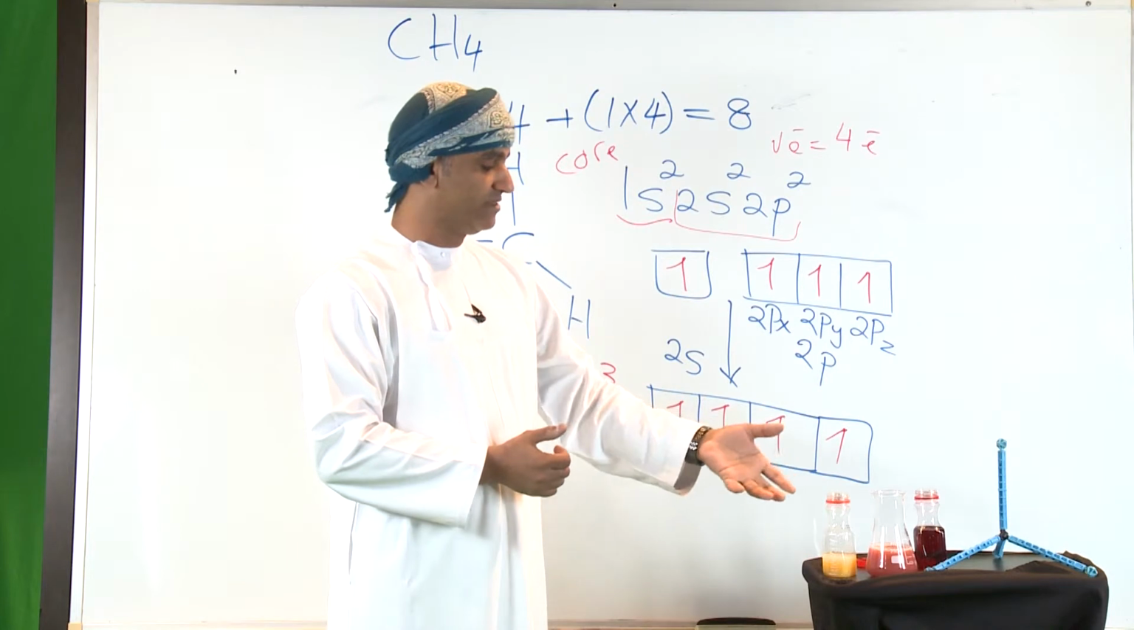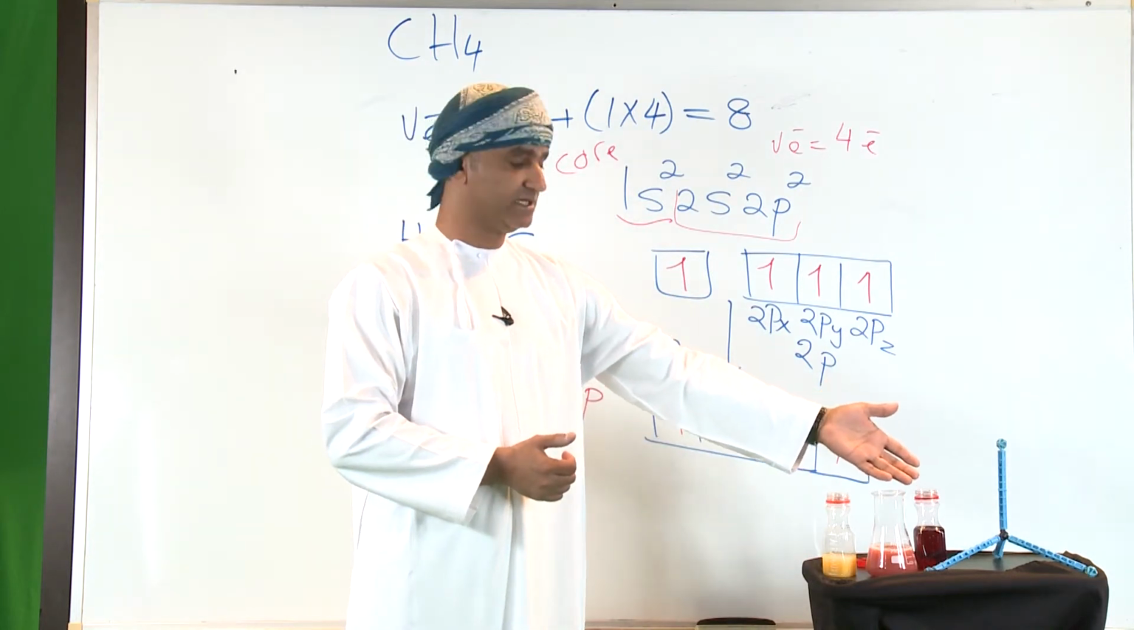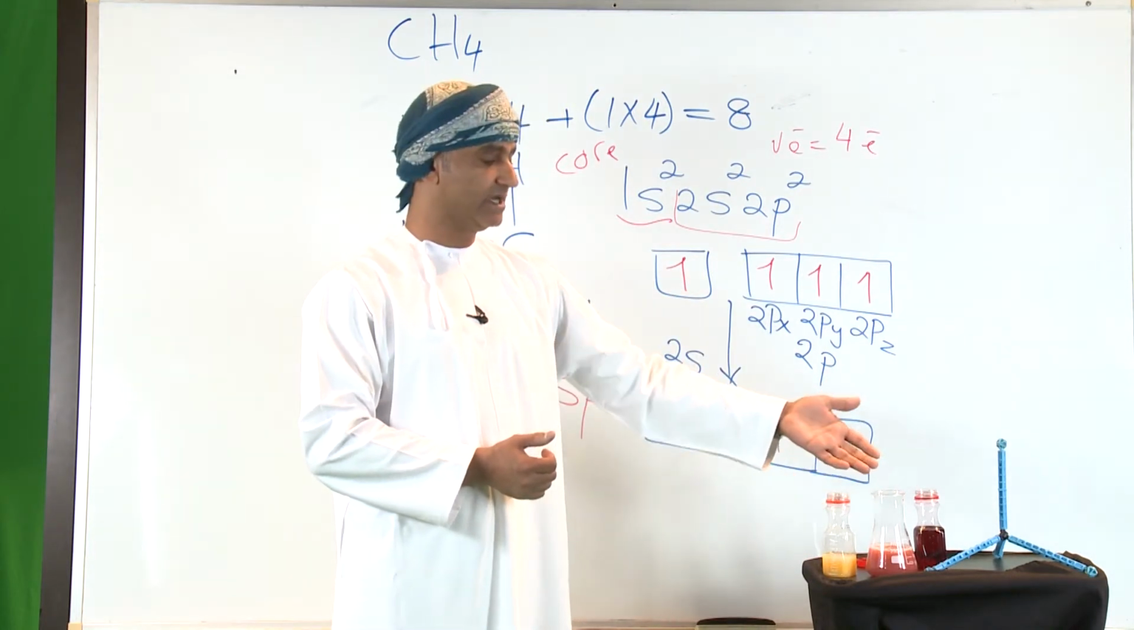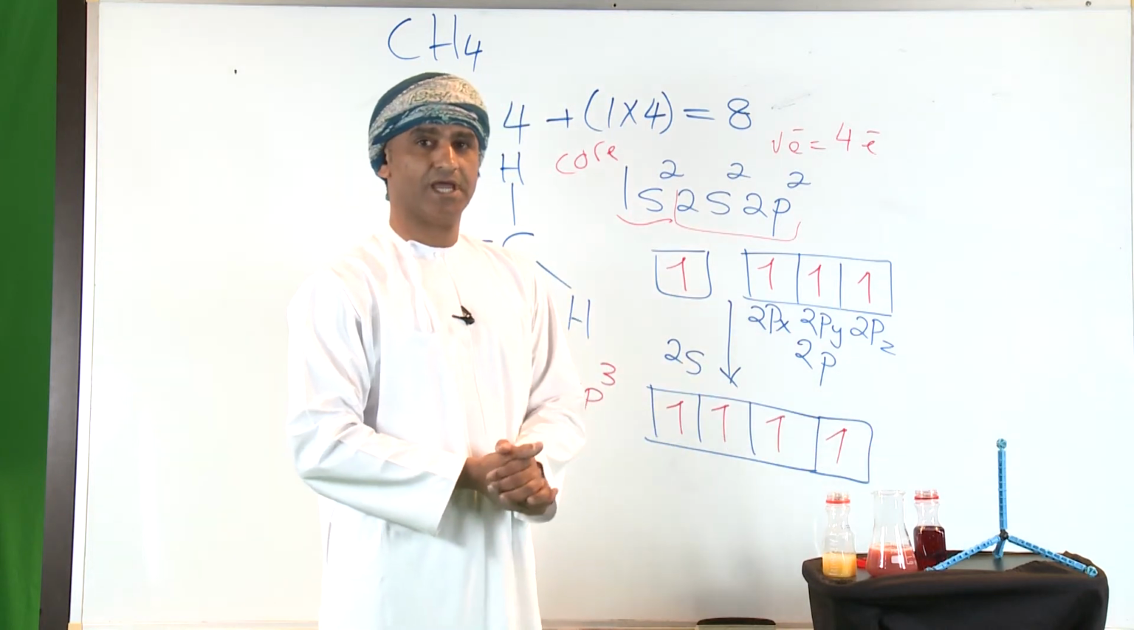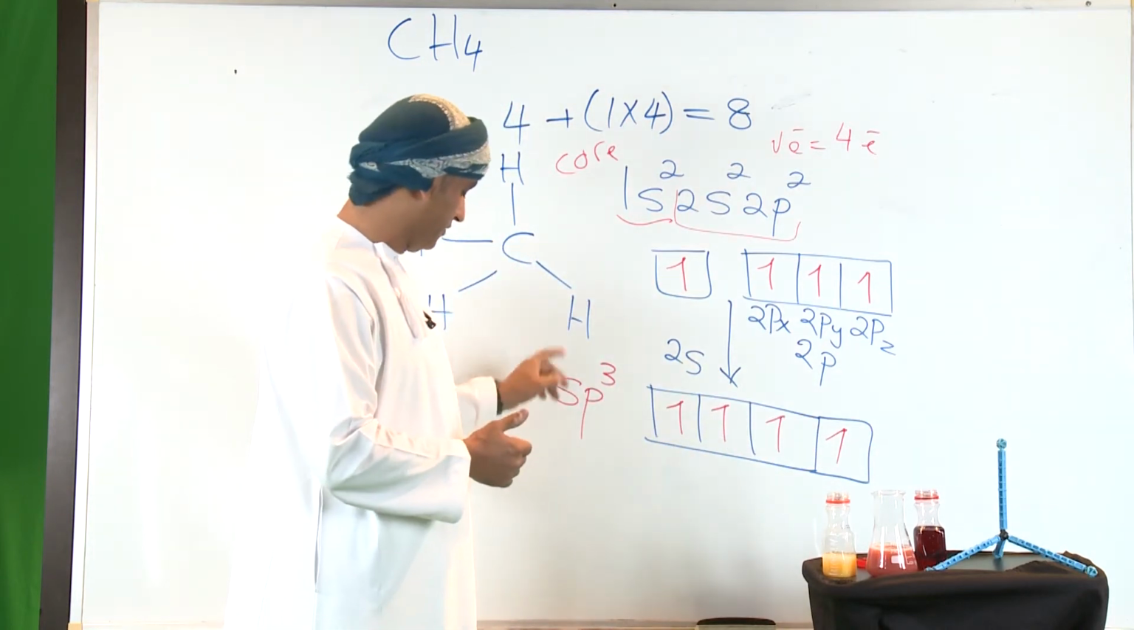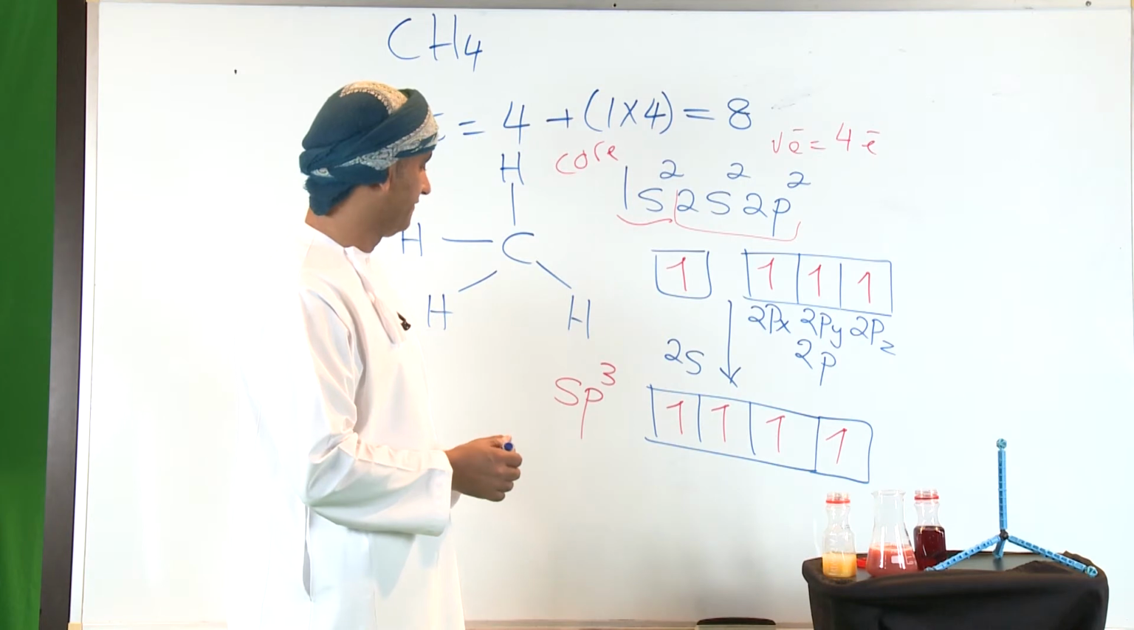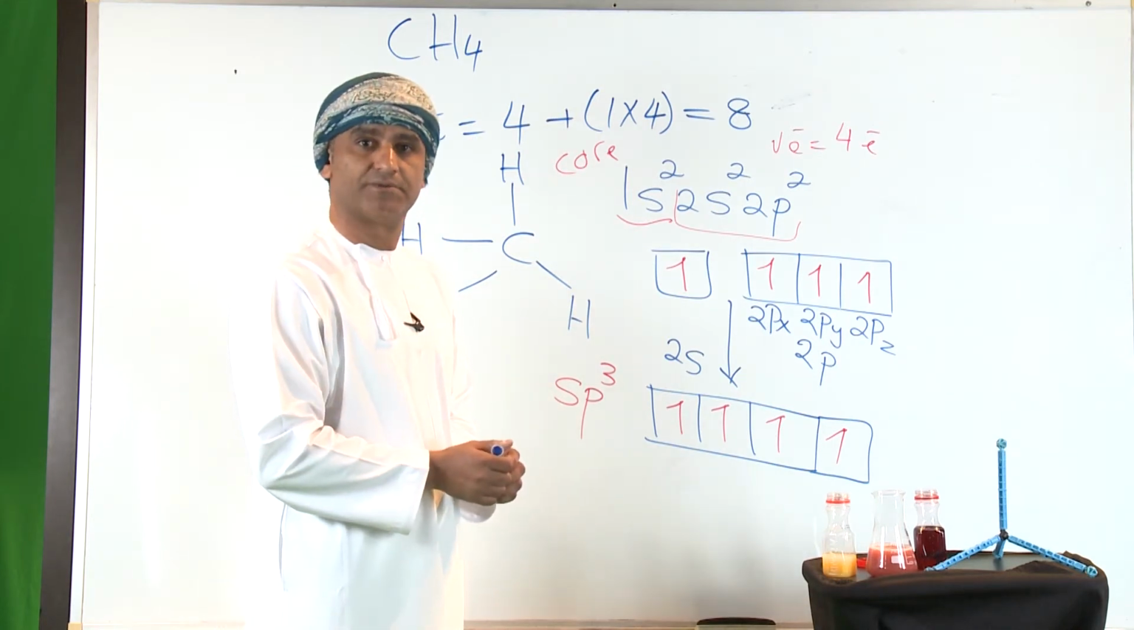So we can think of this like an s orbital. These are p orbitals, and these are the sp3 hybrid orbitals. So there are 4 of them in this case. In the case of methane, 4 sp3 hybrid orbitals.